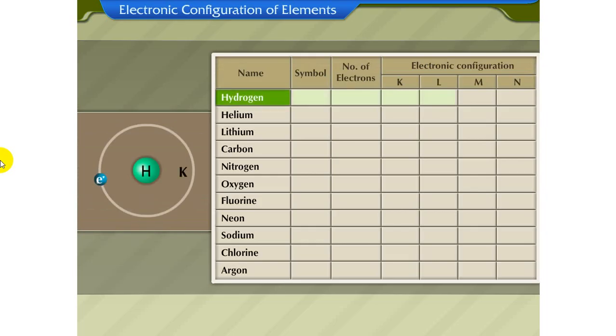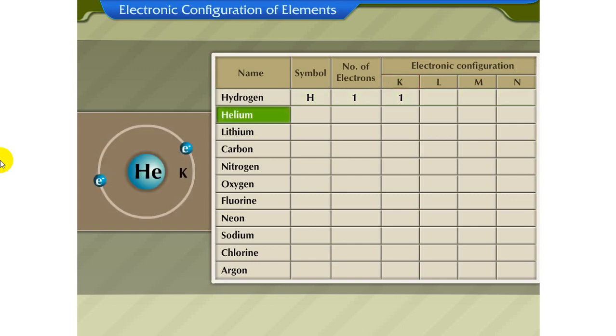We shall start with hydrogen. The symbol of hydrogen is H. The number of electron is 1. Therefore, the electronic configuration is also 1. Since it has only one electron, it will occupy the K shell. The next element is helium. Its symbol is He. It has 2 electrons. The electronic configuration is also 2. Both these electrons will occupy the K shell.